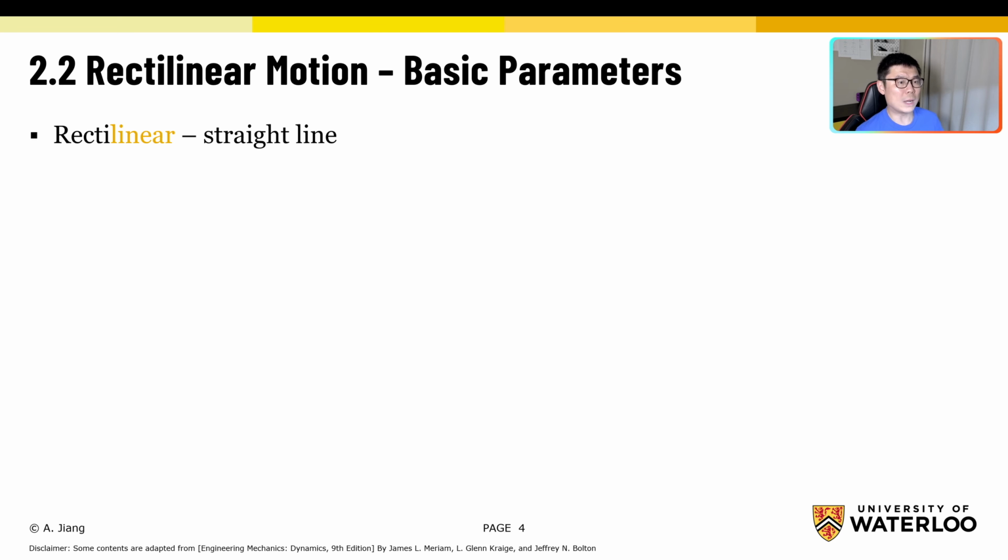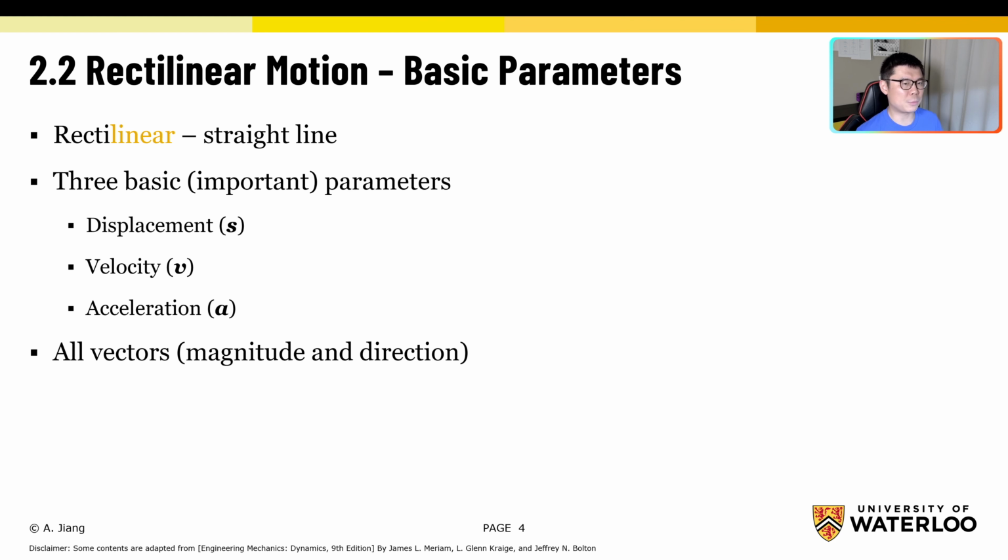The word rectilinear, there is a linear in it. It means straight lines. There are three basic parameters and they are important: displacement, velocity, and acceleration. They are all vectors with magnitude and direction.